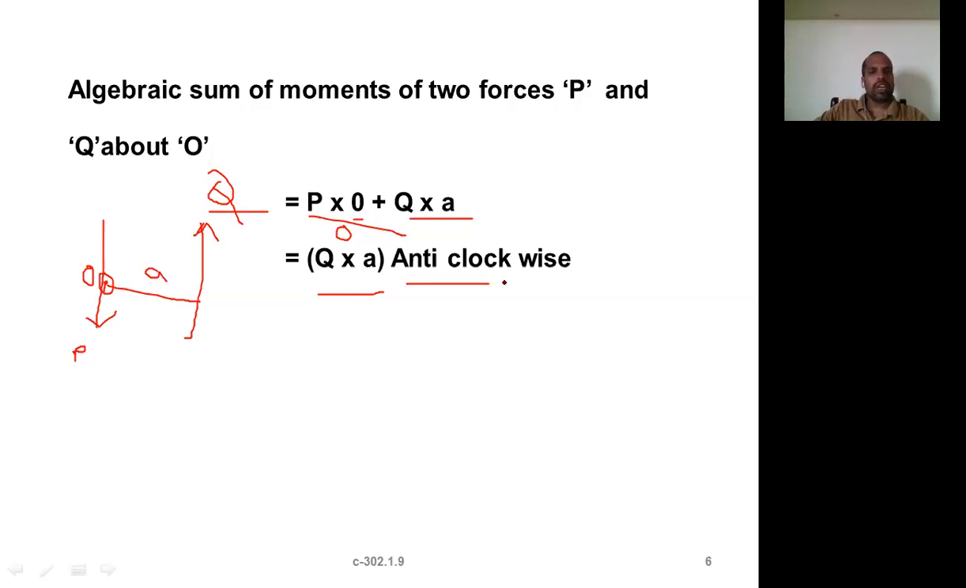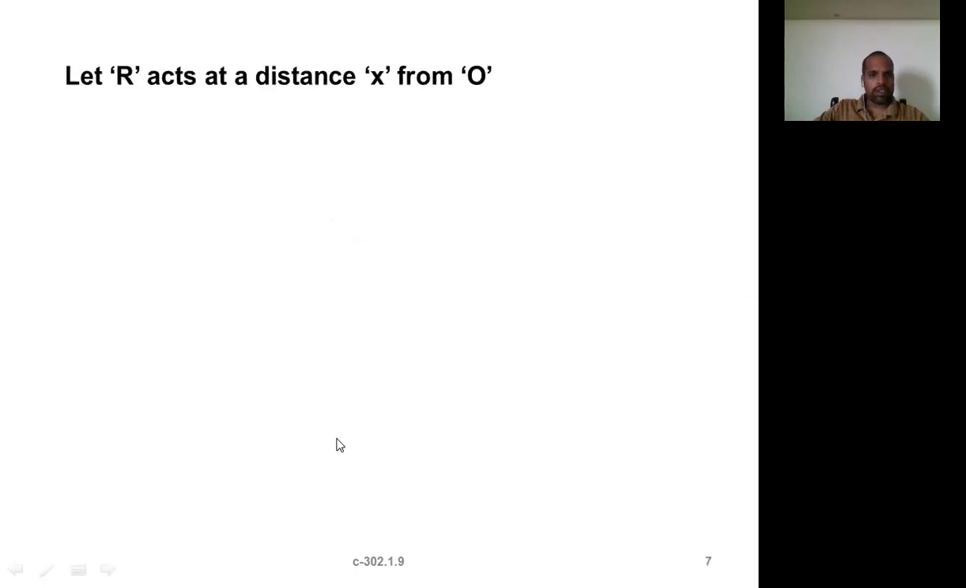And what is the direction? I mean, the sense of your moment. The sense of moment about this point: this force is rotating like this, trying to rotate the body like this. If this is the direction of rotation, then it is an anti-clockwise direction. So we are giving a sign of anti-clockwise direction.